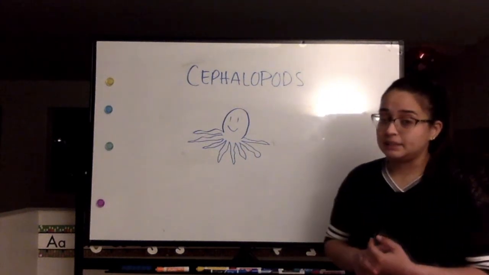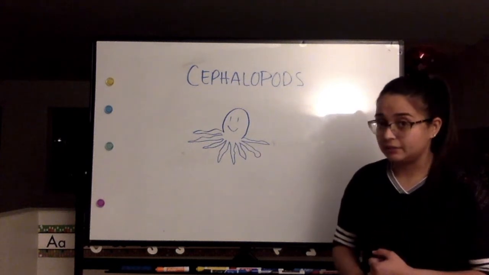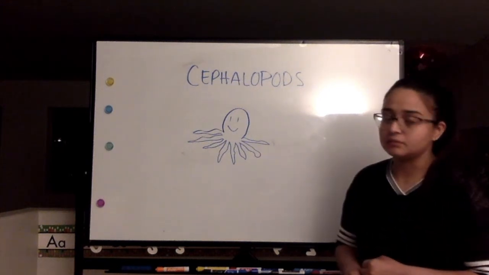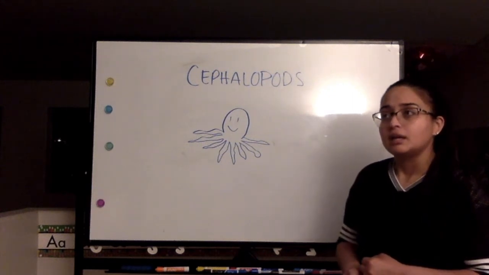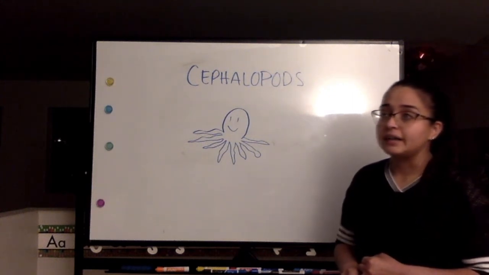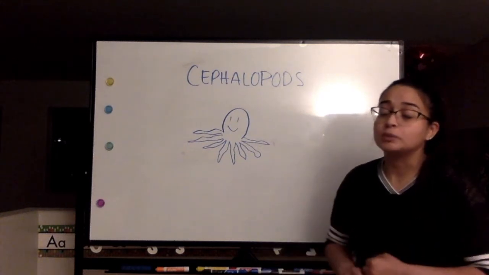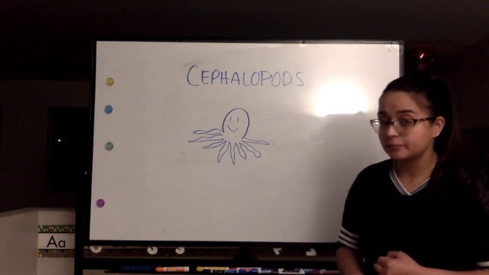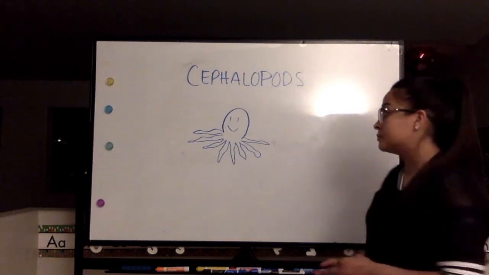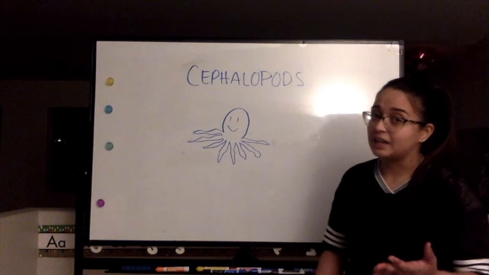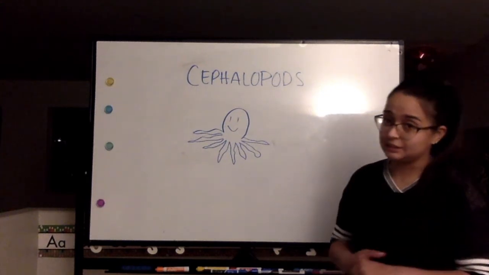It is complex because it has a brain, it does not have a shell, it has multiple legs that extend out to become tentacles, and because they have a brain, they're actually very, very intelligent.